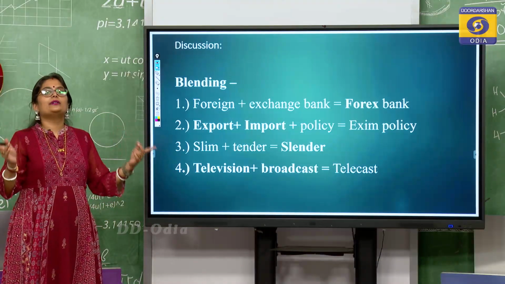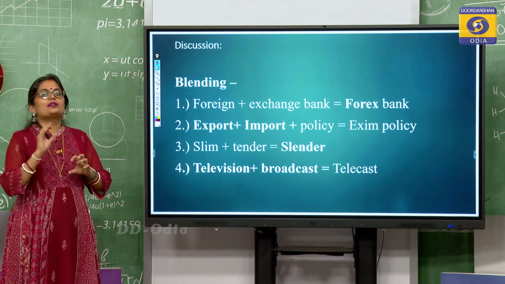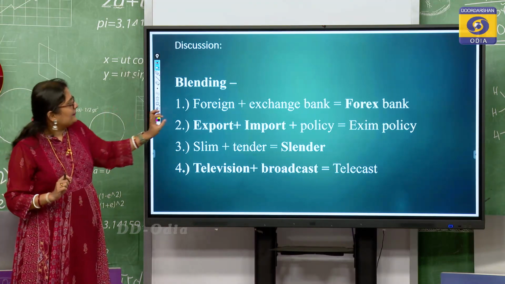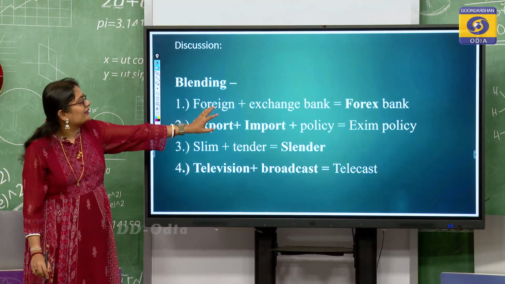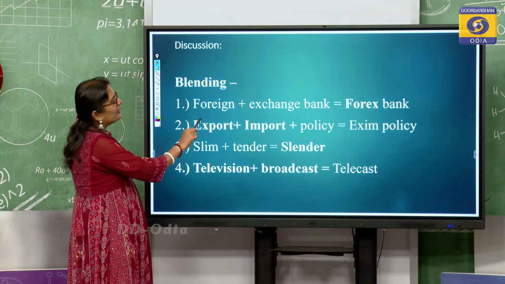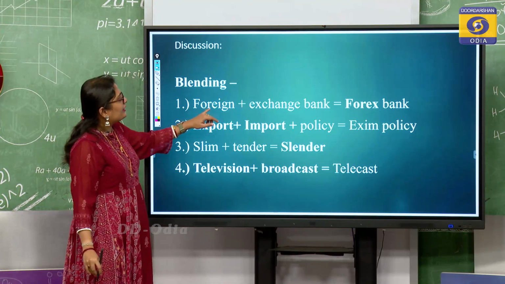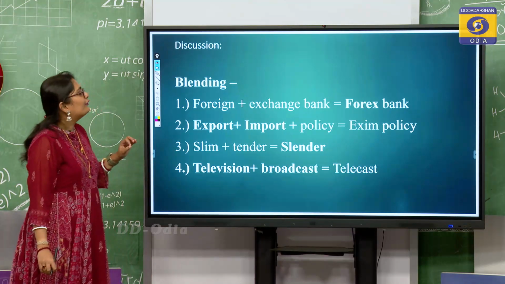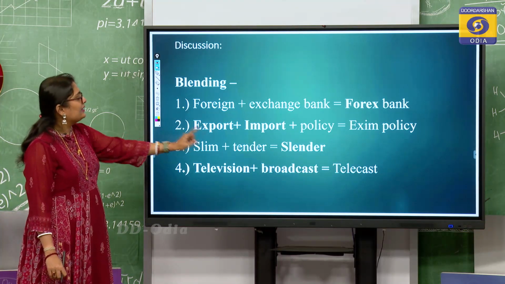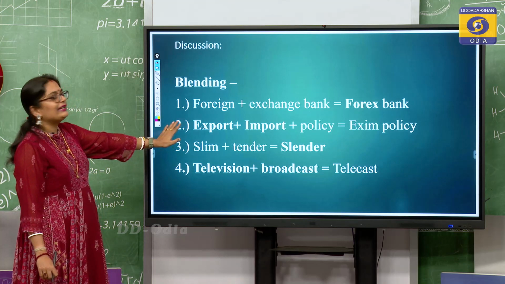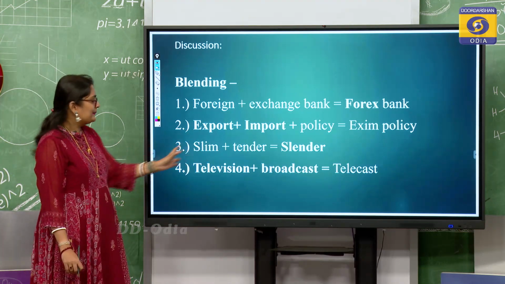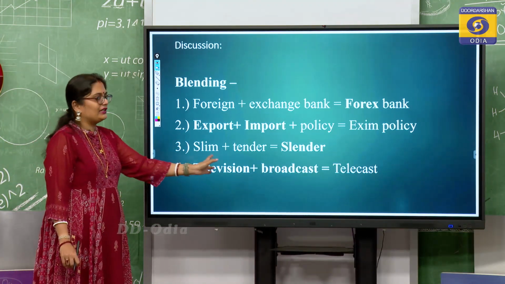Similarly, we have another most important section, that is blending of words. Children, pay attention, when two words are blended into one, they will give rise to a completely new word. So, here are certain examples of blending expressions. See, foreign plus exchange bank. How can we combine these two words into one? We will take certain letters from the first word and certain letters from the second. Foreign plus exchange bank will give you forex bank. Similarly, export plus import plus policy will give you exim. We have taken the initial words from the first two expressions. Slim plus tender will give you slender, and television plus broadcast will give you telecast.